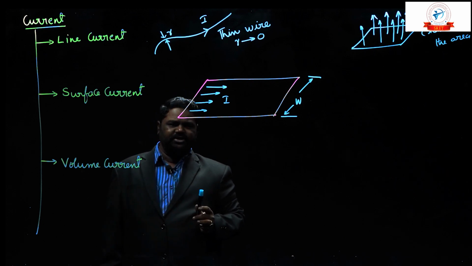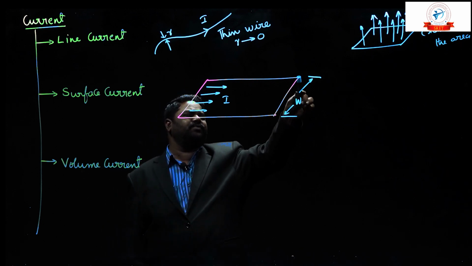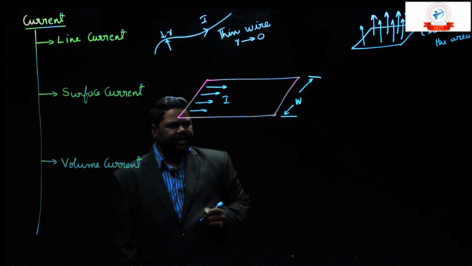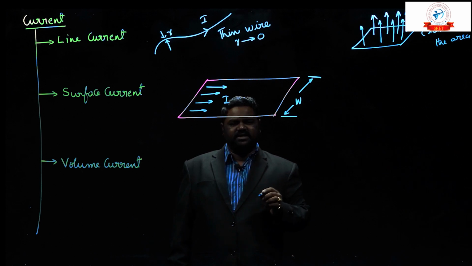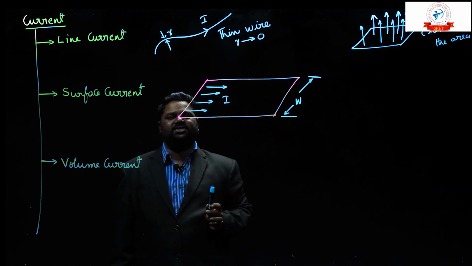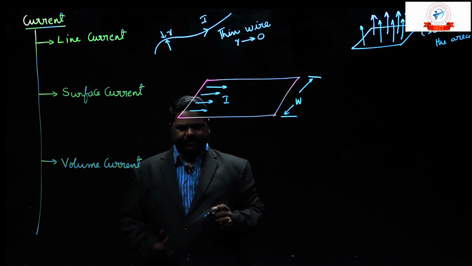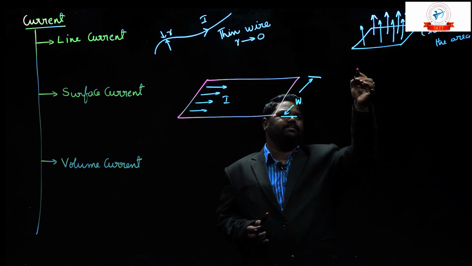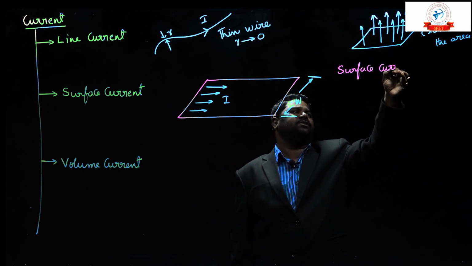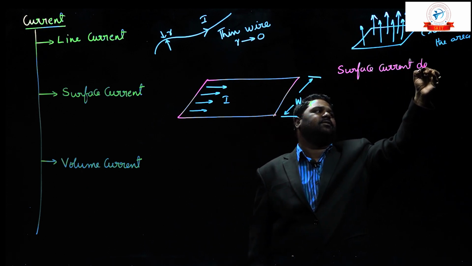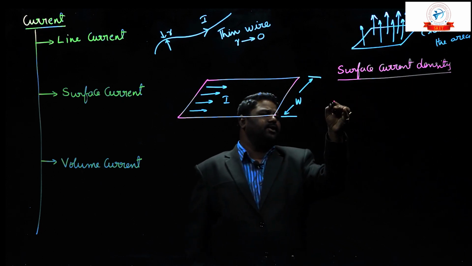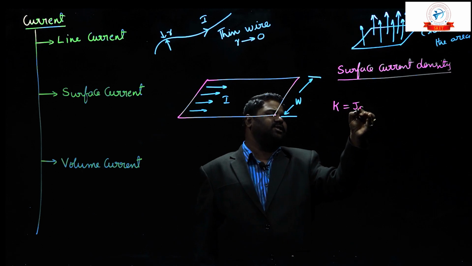But when current is flowing in the sheet, it is crossing only one side of the conductor. That is called the width of the conductor. So here the surface current density is defined as the current crossing unit width, called the sheet current density or surface current density. Here we define an important term, surface current density, denoted with K or Js.